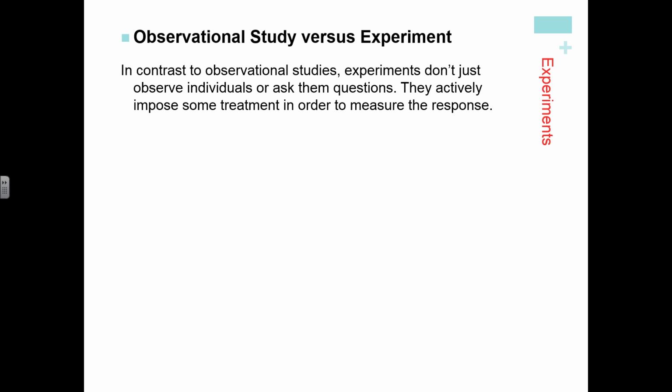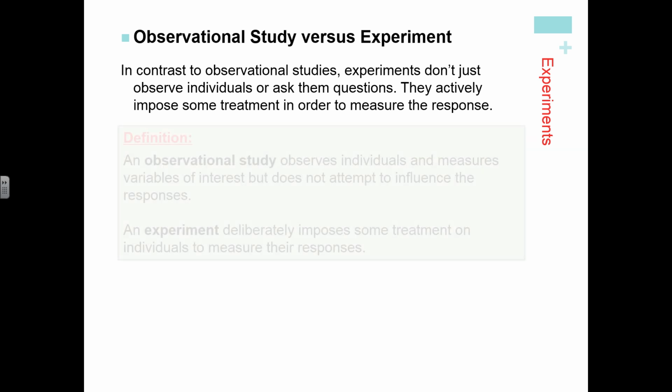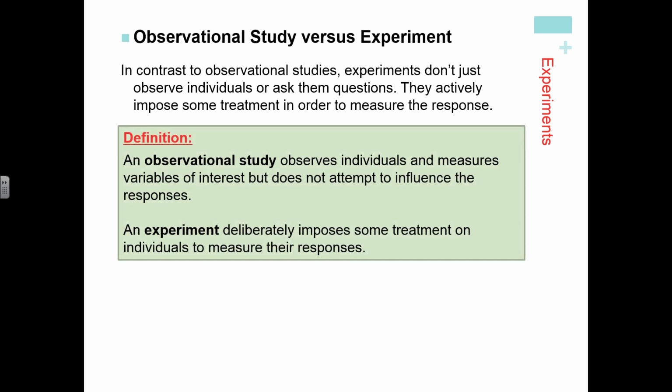We're doing some sort of, put it like this, we're actually doing something. We're doing something to see what the result will be, versus observational, we're just looking at it. So here again, we have the observational study observes the individuals and measures the variables, but we don't do anything to influence the responses. Versus an experiment, we deliberately do something. We deliberately impose some sort of treatment on the individual to measure their responses. So I'm purposefully giving you a drug to see how you react. That would be an experiment.